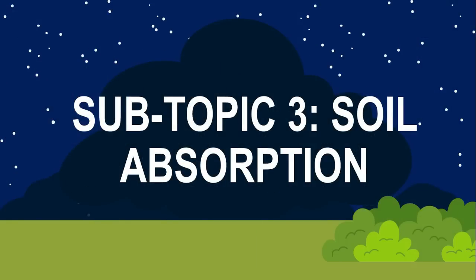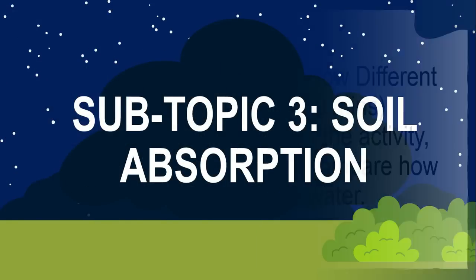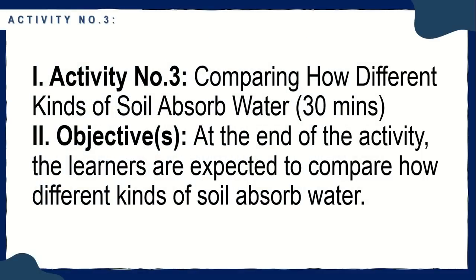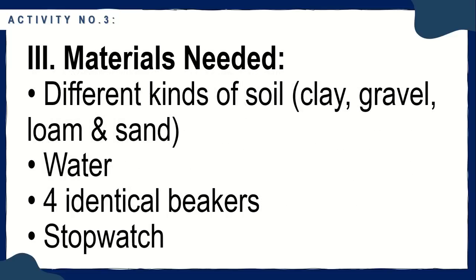For subtopic 3, soil absorption. Let's have activity number 3, comparing how different kinds of soil absorb water. This activity is good for 30 minutes. Objectives: at the end of the activity, the learners are expected to compare how different kinds of soil absorb water. Materials needed: different kinds of soil, clay, gravel, loam, and sand. Water, 4 identical beakers, a stopwatch.